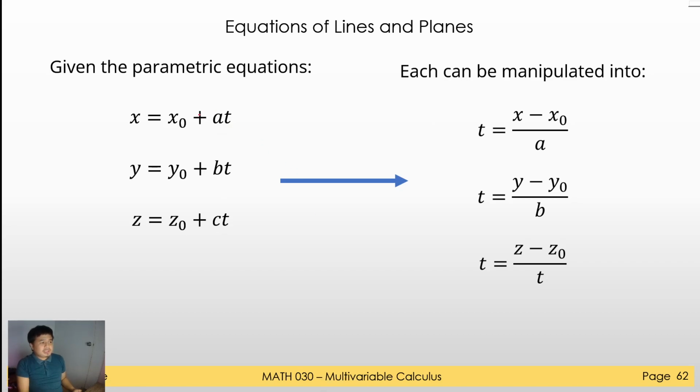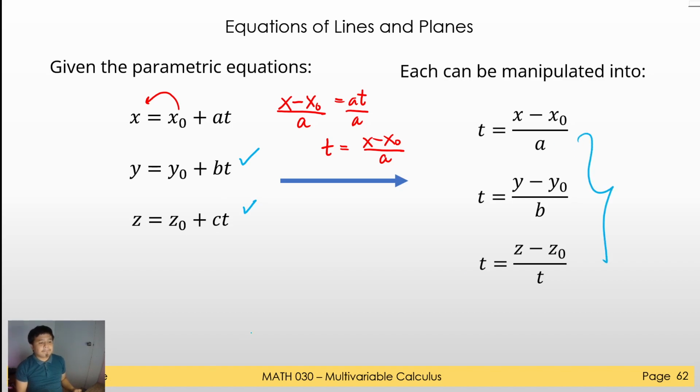When we manipulate this equation, we can transpose this to the other side. So we have x minus x sub 0, and this will be equal to at. Then divide this by a. So we can see that t is equal to (x minus x sub 0) over a. And if you do this as well for the other parametric equations, you will have the following.